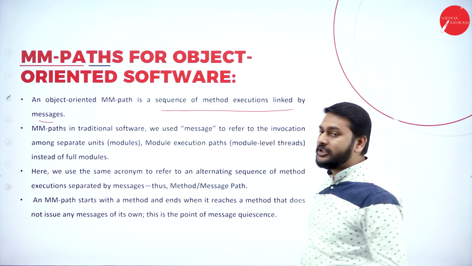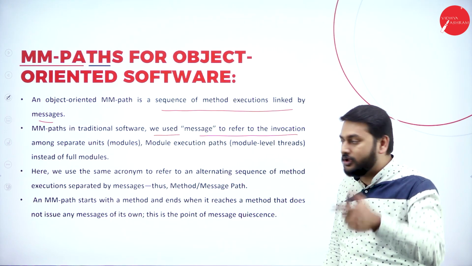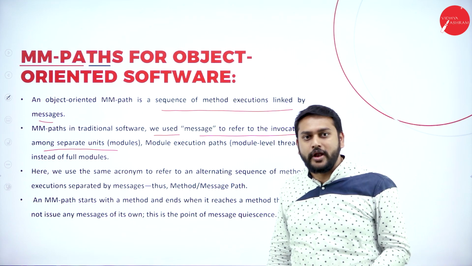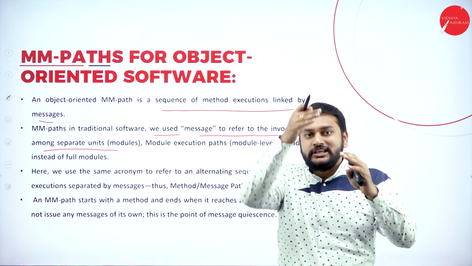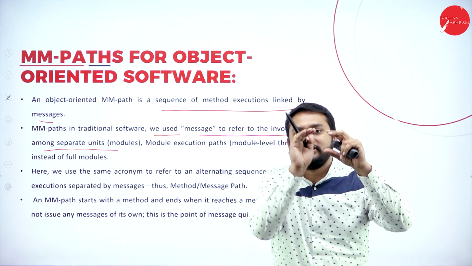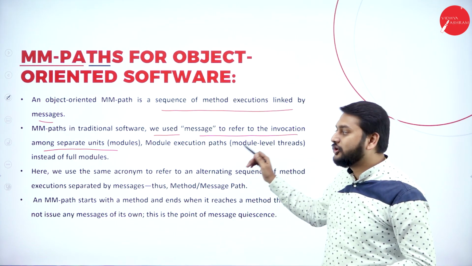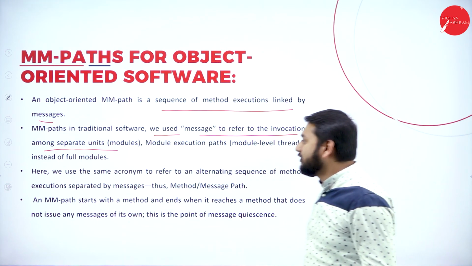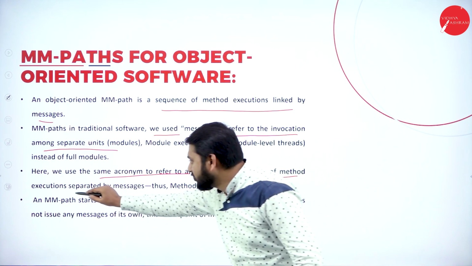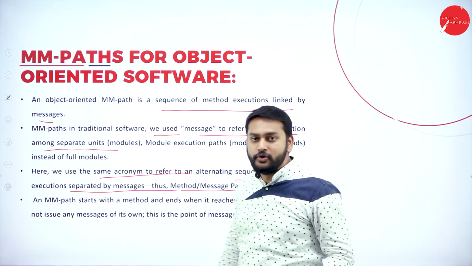So fine, what is the second point that we have? Path in traditional software: we use message to transfer or invoke among the separate units or modules. What exactly is the meaning of this point? I have different modules, a sequence of modules, in the sense one after the other. How do I know that after this method or after this module, another module should execute? That will be decided by sending the message, is what you need to understand in this point. Moving forward to the next point, here we use the same acronym to refer to the alternate sequence of method execution separated by message, or message path. Method path is what you need to remember here.